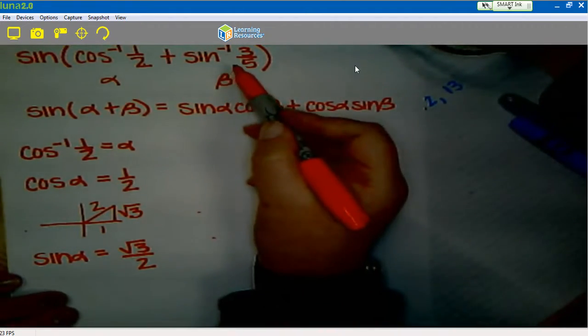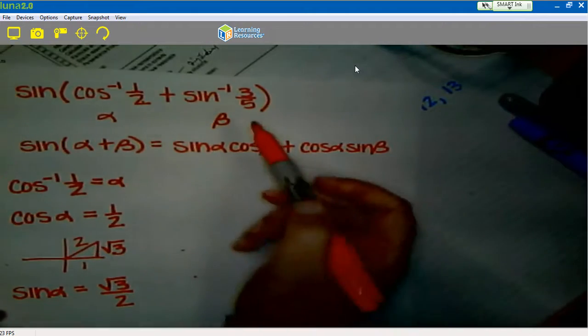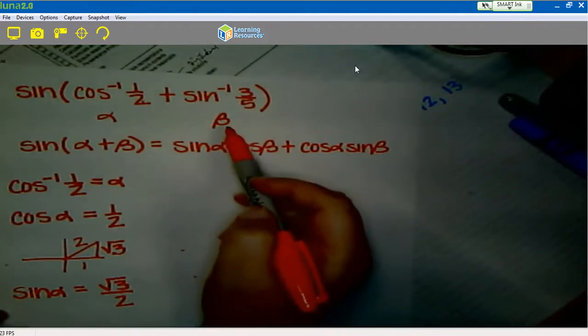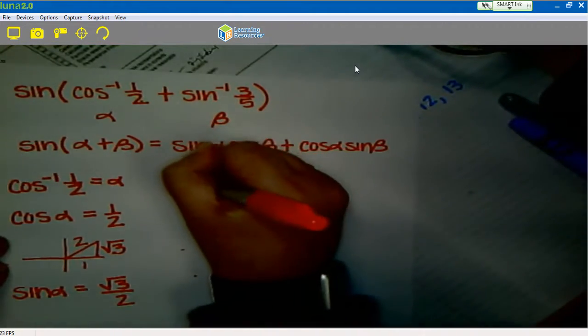Okay, let's go back up here, take a look at our sine. Inverse sine 3/5, that's equal to beta.